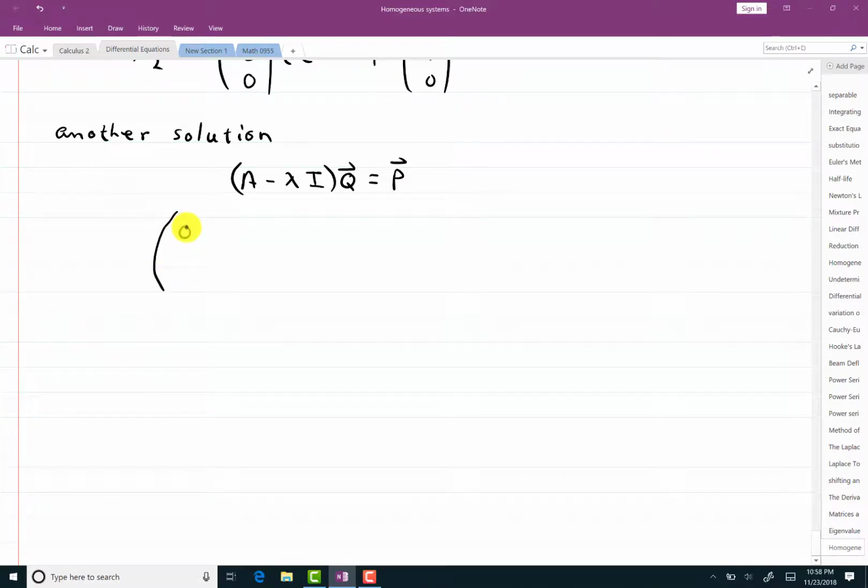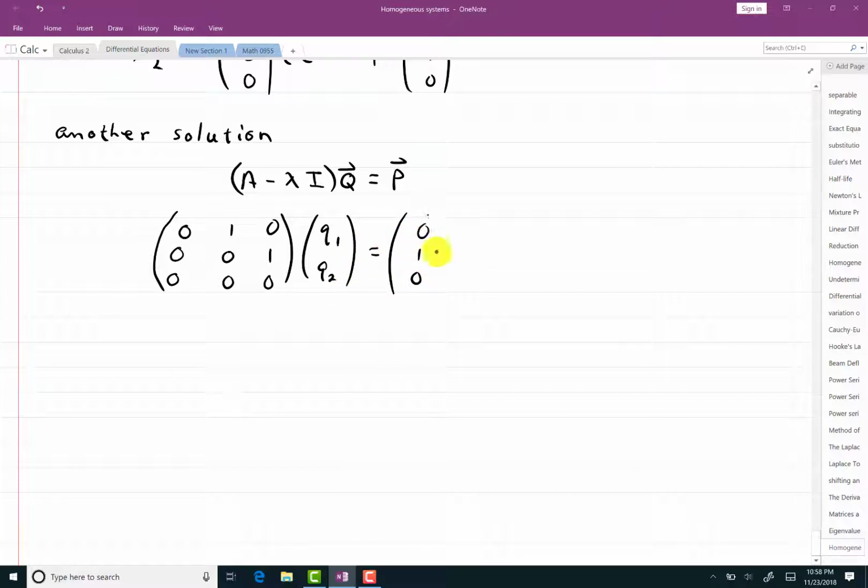I have 0, 1, 0, 0, 0, 1. This time let me call my Q, Q1, Q2, and my P, of course, was 0, 1, 0. Let's go ahead and multiply it through. I do this first row against this column up. Q has 3 entries.